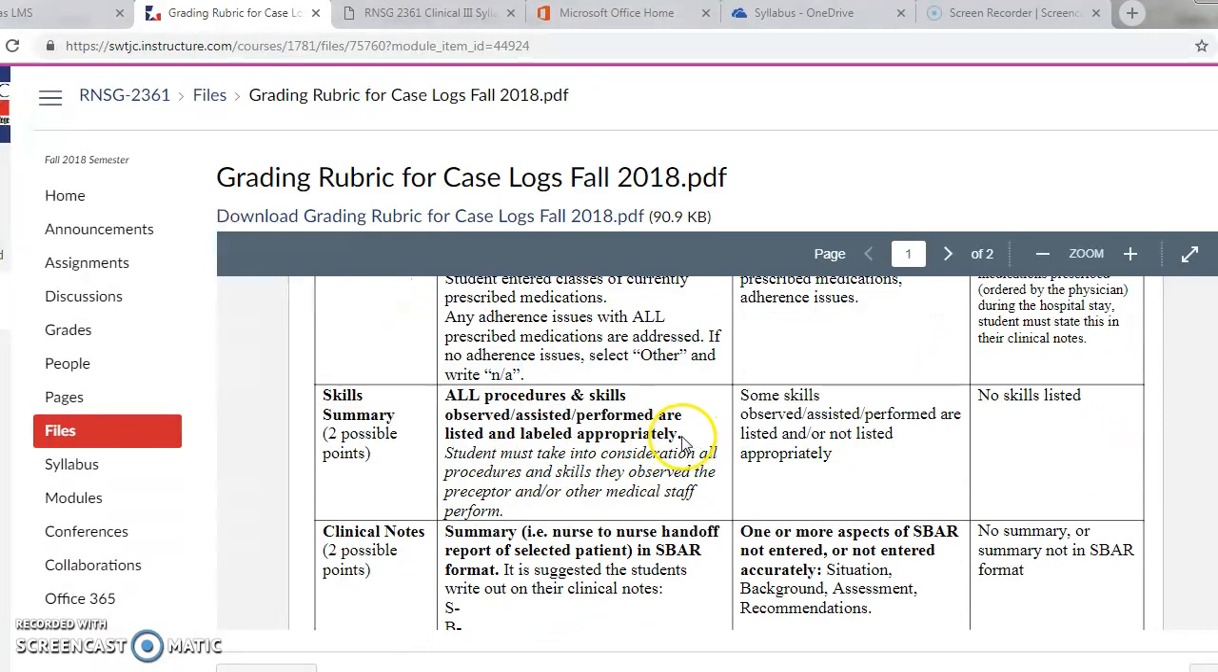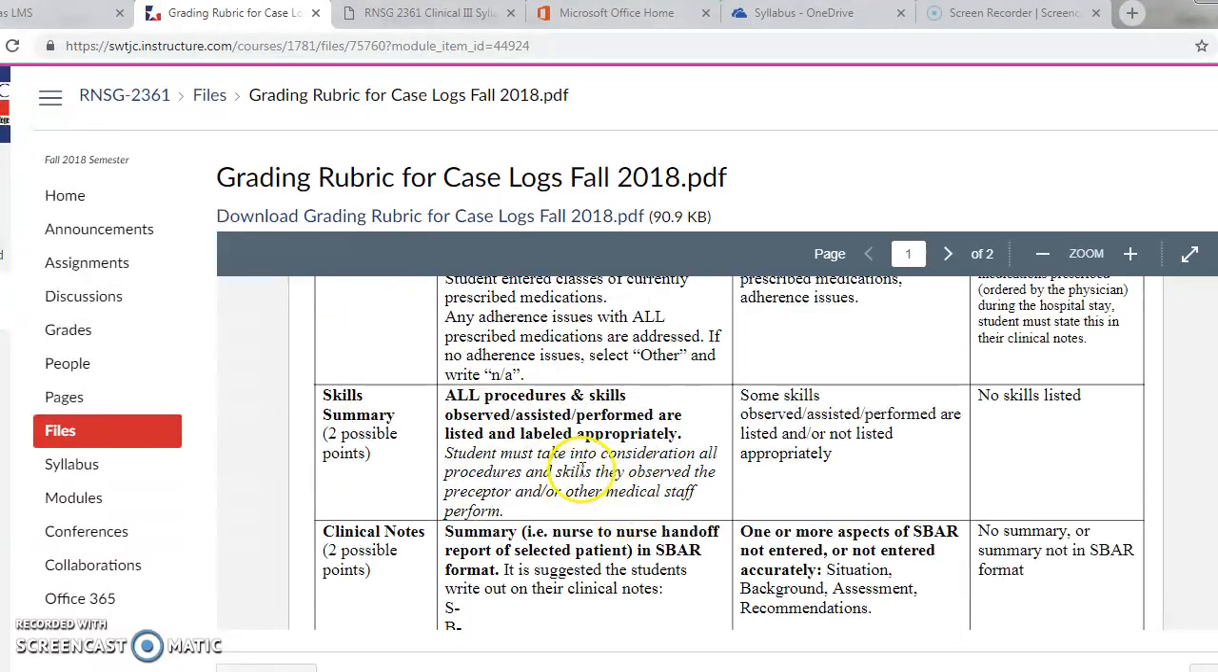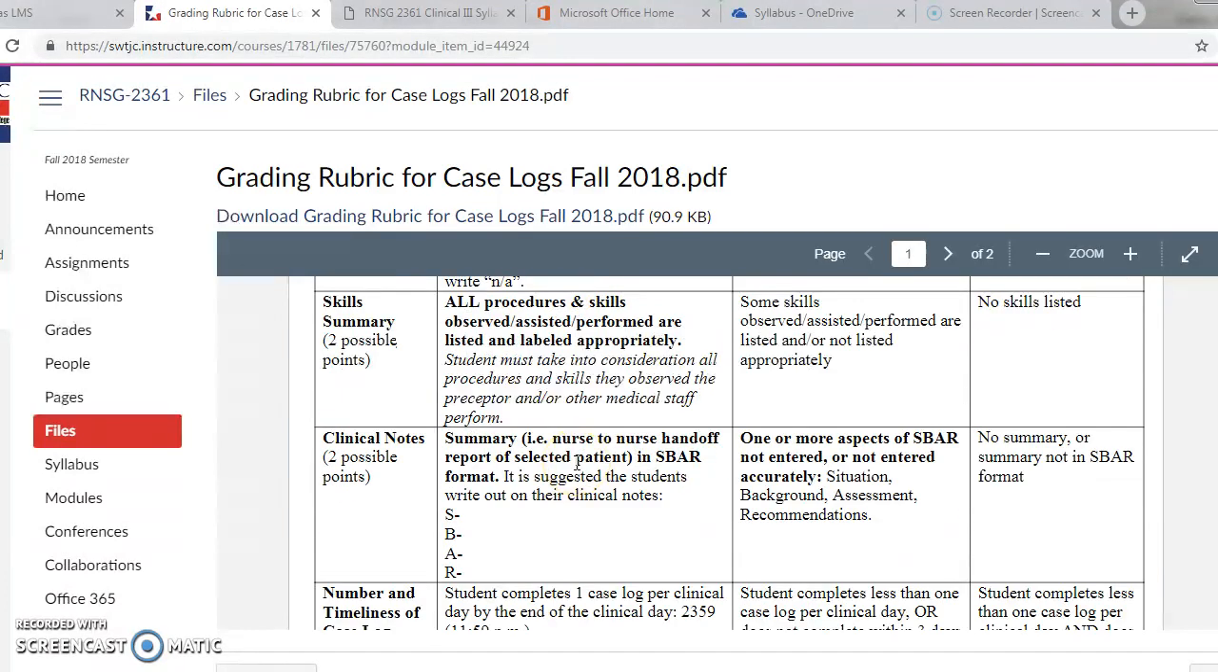And then make sure that you're keeping documentation of all the procedures and skills. So if you are in the OR observing procedures, you've got to document what you saw. I don't want to see it just down in your clinical notes. Your procedures and skills also need to be up under your skill summary. And remember, this is anything you observed, assisted in, or performed. And hopefully you're able to get your hands wet, get your feet wet, that is, hands-on in clinical.